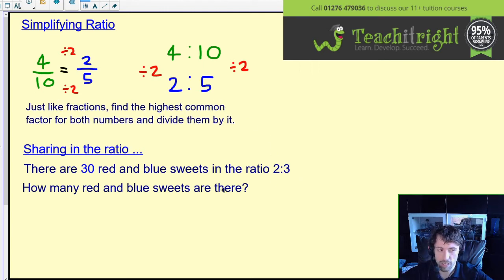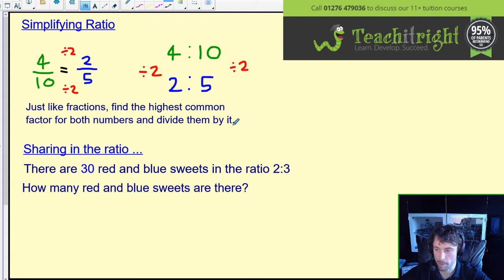The next one is a sharing in the ratio or ratio of an amount question. And here's a classic example. There are 30 red and blue sweets in the ratio 2 to 3. How many red and blue sweets are there? And it might just ask how many red, it might just ask how many blue, and there are some variations where it will give you the red and the blue and ask you to work out the total and things of that nature. But hopefully you'll get a feel for how it works if we go through it together. So the first step is actually to work out what one share is.